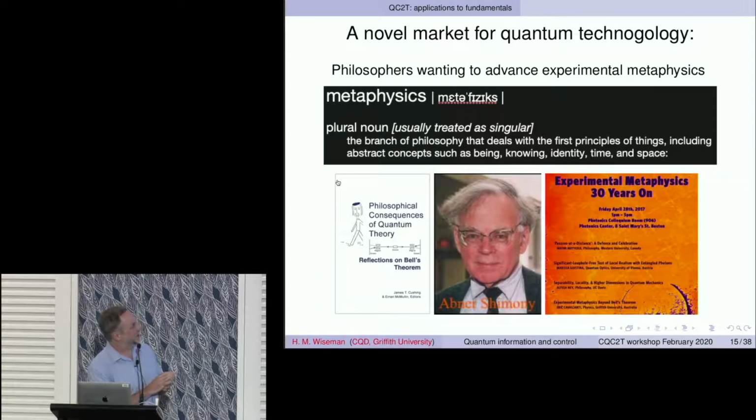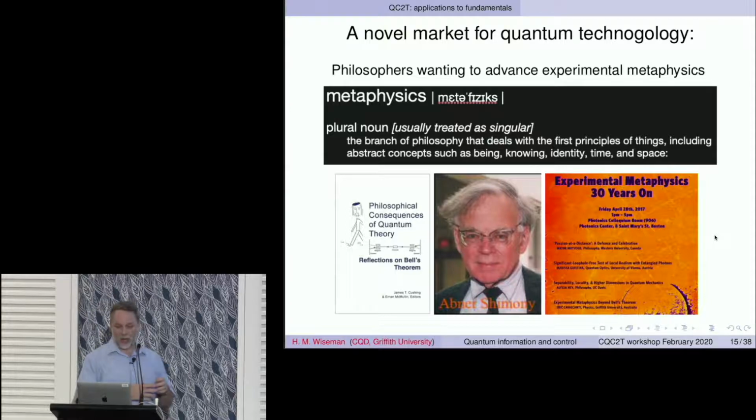Okay, so metaphysics is a branch of philosophy which essentially concerns itself with the most fundamental things in the world. We can argue about what those are, but that's the basic idea. So experimental metaphysics is the idea that we can say something about that from experiment. This idea is related to Bell's theorem, which I was just talking about. It's a term coined by Abner Shimony in 1987 in his book Philosophical Consequences of Quantum Theory, and as you can see, it's a term which has caught on at least to some extent.